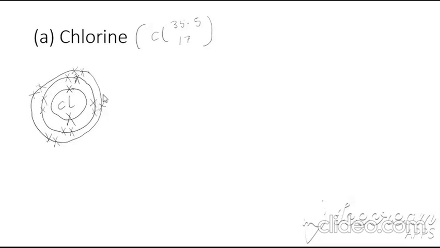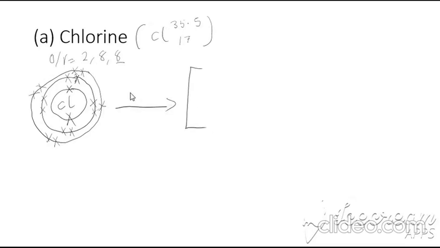But this last shell, it's not stable because it should have how many electrons? 8. Remember the octet rule. First shell 2 electrons, second 8, third what? 8 electrons. So the last shell is not stable. So chlorine should gain 1 electron for it to become what? Stable. Since it's a non-metal, it should gain 1 electron to make it 8. Now I'm going to show how chlorine will look after gaining 1 electron.